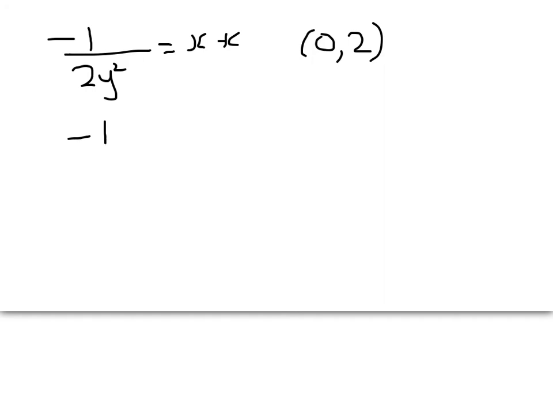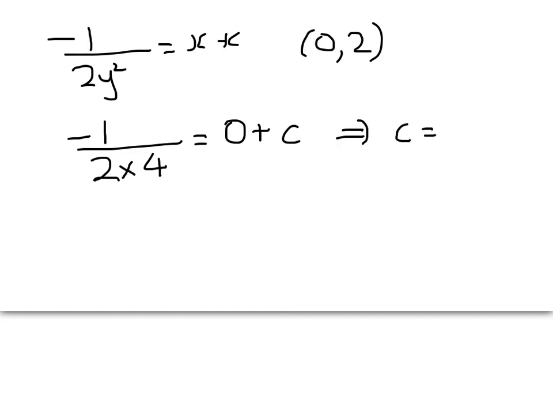Alright, so just recapping, we've got negative 1 over 2y squared is equal to x plus c, and we know that 0, 2 is on the curve. So negative 1 over 2 times 4 is equal to 0 plus c. So that leaves me with c is equal to negative 1/8. Right, so I'm just about finished. I can substitute that back in.